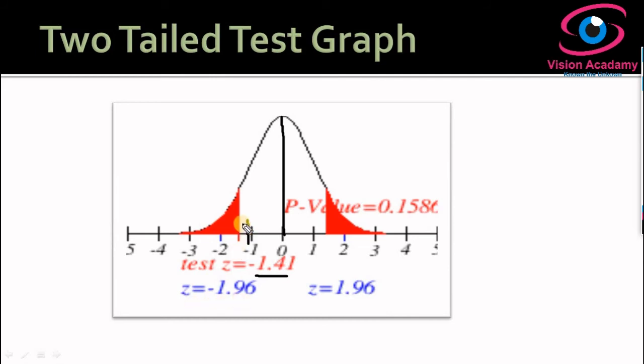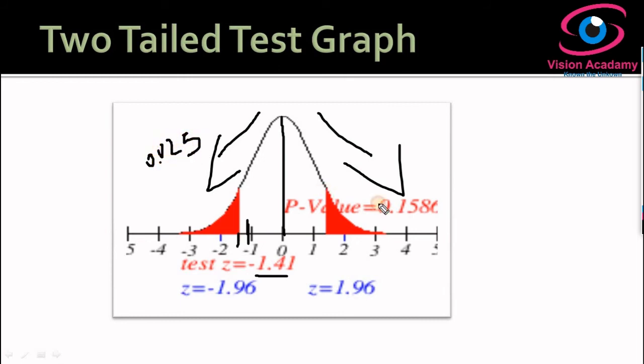But our Z critical value is here, 1.96. Since it is a two-tailed test, the rejection region will fall on both sides of the graph: 0.025 on the left side and the same 0.025 on the right side. So Z minus 1.96 and Z 1.96 are our critical values, and here 1.41 is our tested value. The area which is not shaded is 1 minus alpha, which means the non-rejection region.